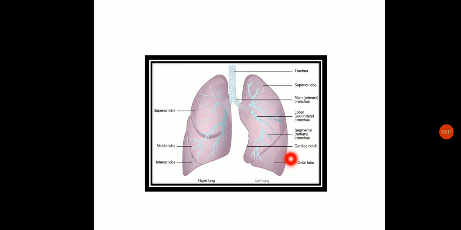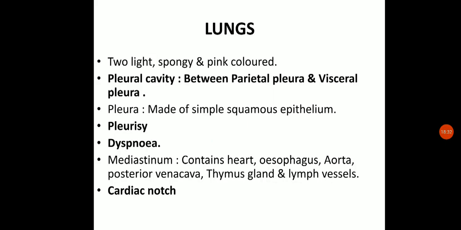So the right lung is a little bit bigger because the left lung has a permanent concavity. This is the concave structure, which is called the cardiac notch. This is the site where the heart is present. Okay, so that's about the structure of the human lung.